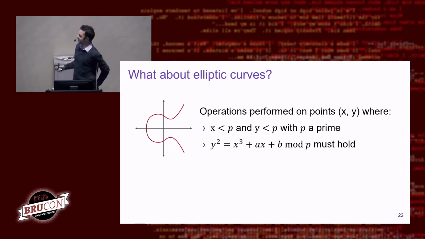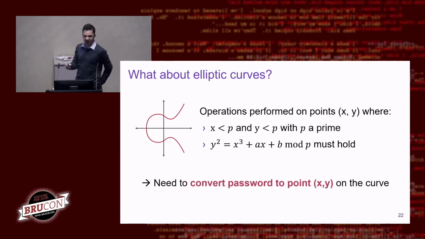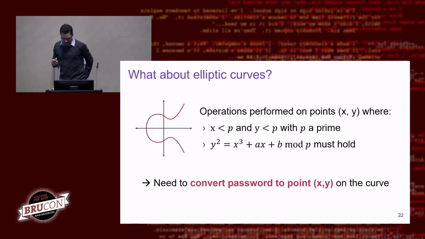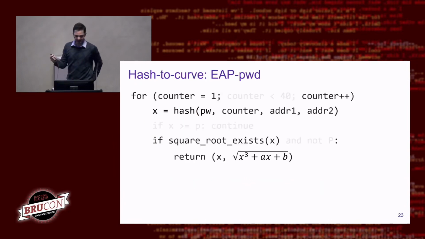The question now is, how can we again convert the plain text ASCII password, in this case, into a point x, y on the elliptic curve? And the way that this is done for WPA3 is very similar to the mod P case, because we again have an algorithm that takes the password and hashes it together with a counter and the MAC address of the client and the access point. But in this case, the output of the hash function is treated as the x coordinate of the point that we want.